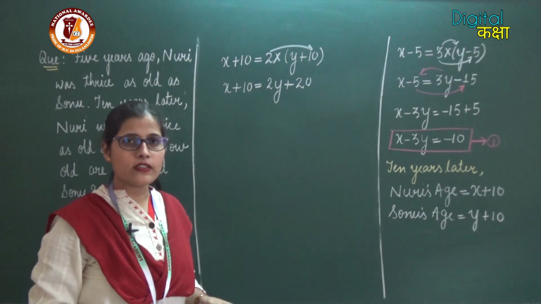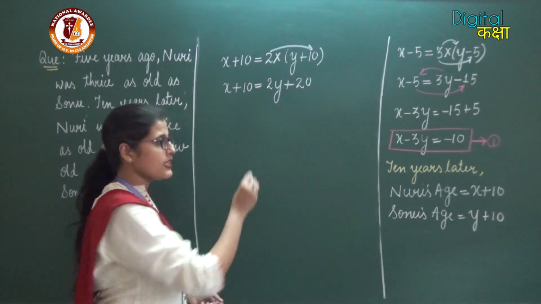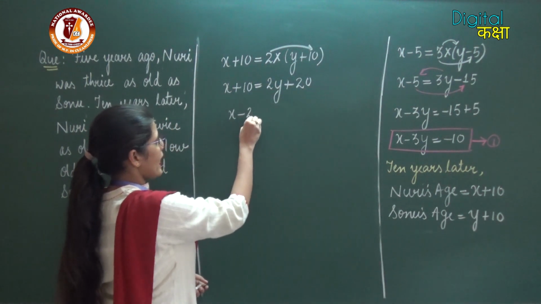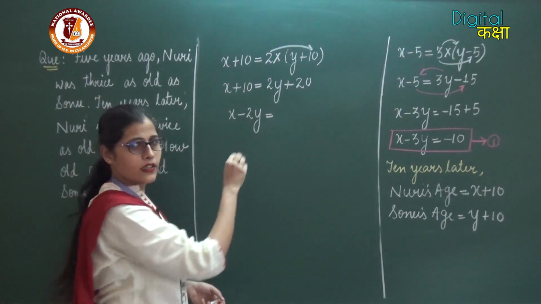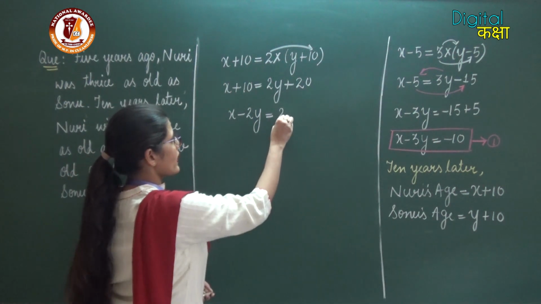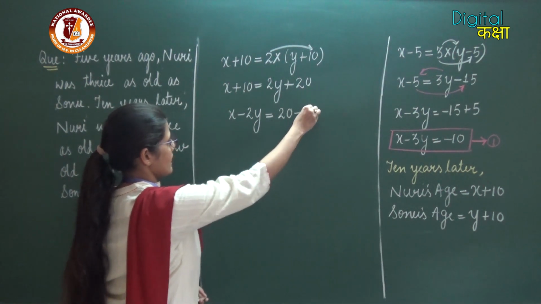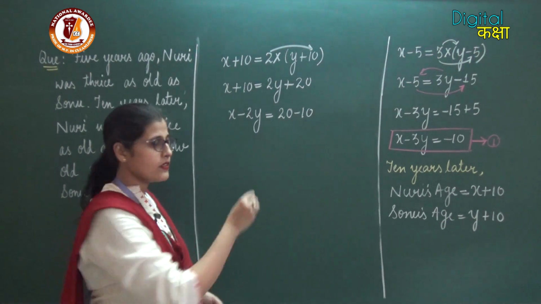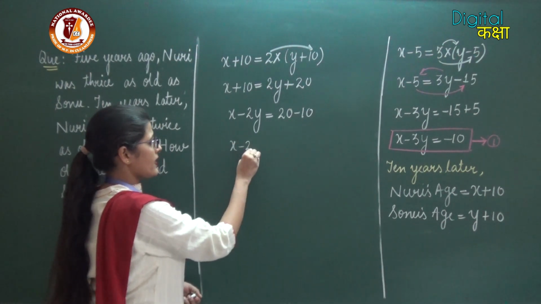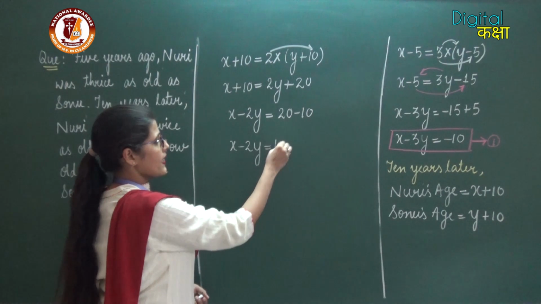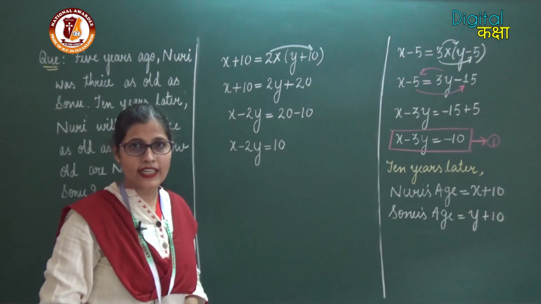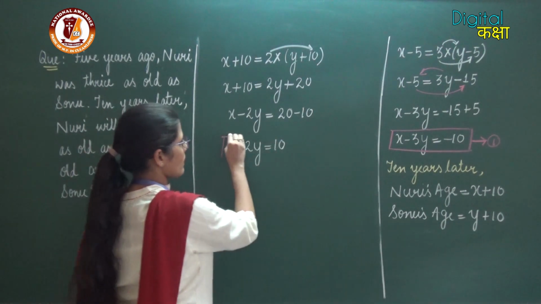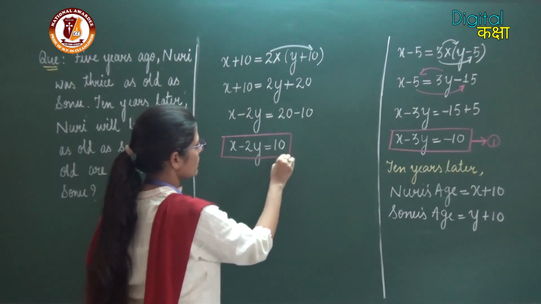We will be shifting the variables on one side. Therefore, x minus 2y equals 20 minus 10. Thus, x minus 2y equals 10 is the second equation. We'll mark it as equation number 2.